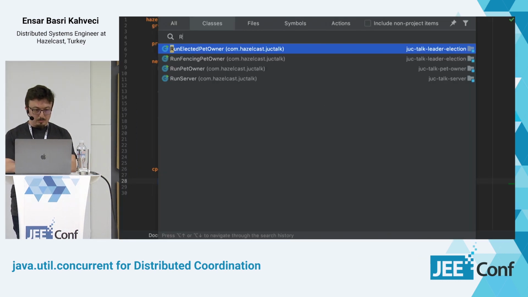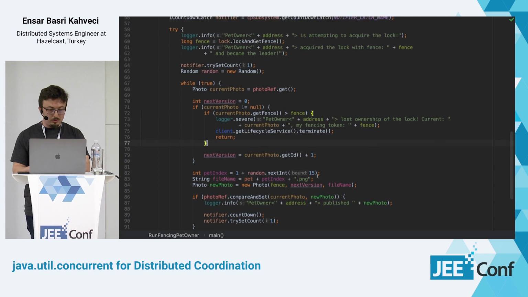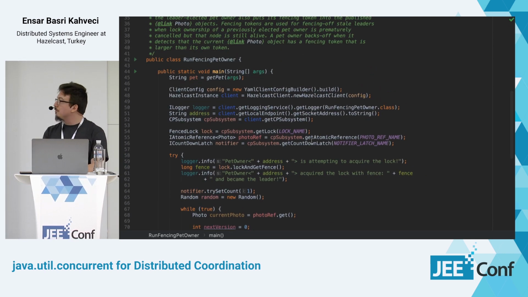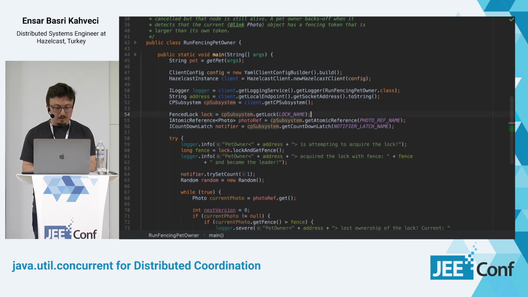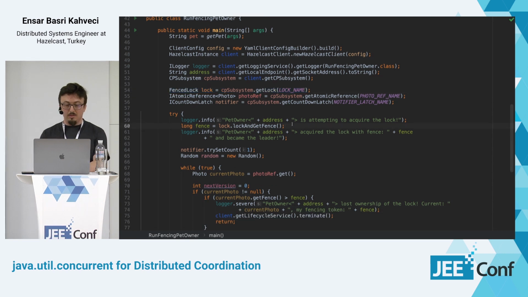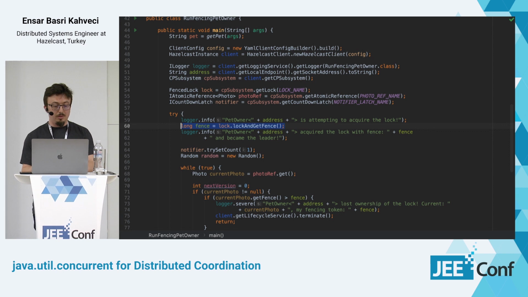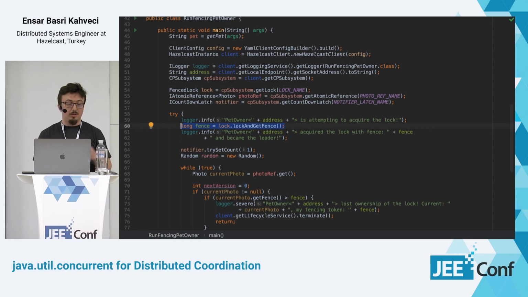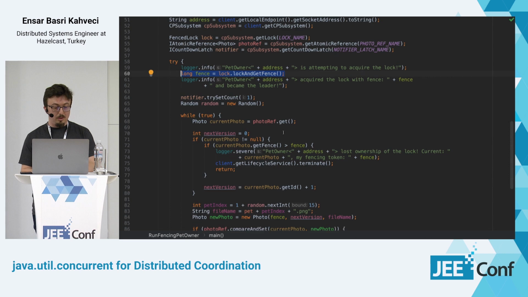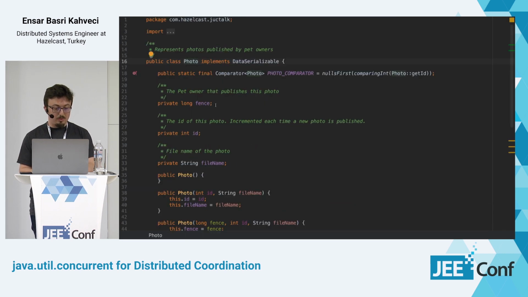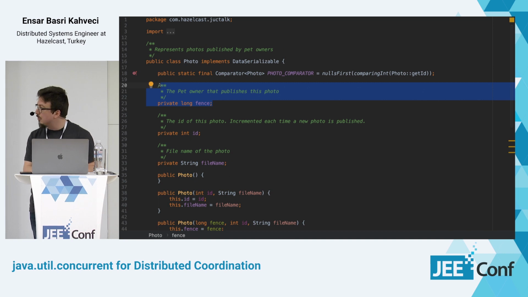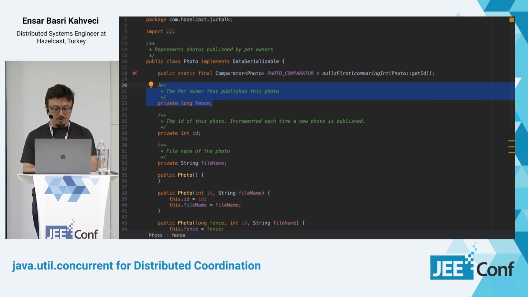So let me show you the last version of my pet owner class. Again, we will run multiple instances of this one. Here we are using a fence lock again, and this time we are using another method to acquire the lock. When I get the lock, this time it gives me a token, a fencing token. Now I'm using this token here. This was the field we didn't explain initially, so I'm using this field here.